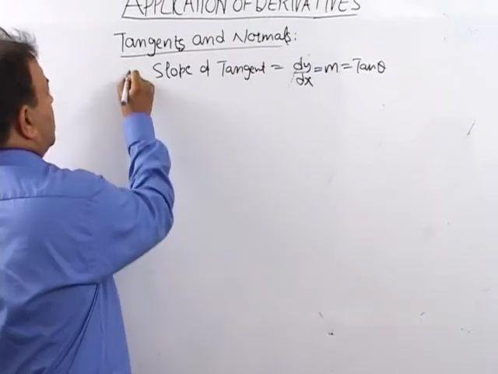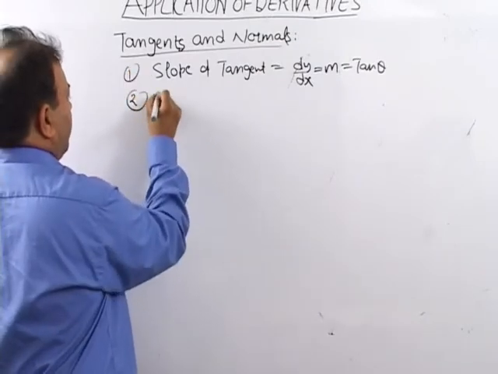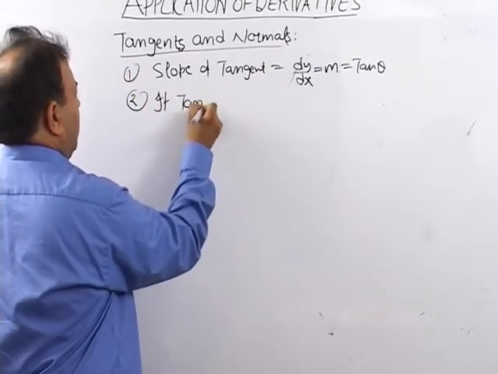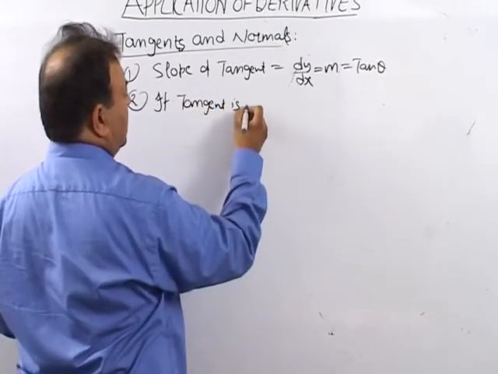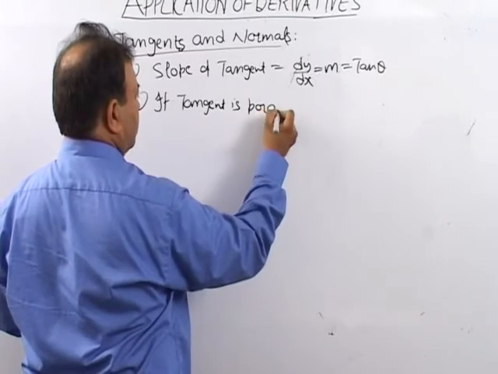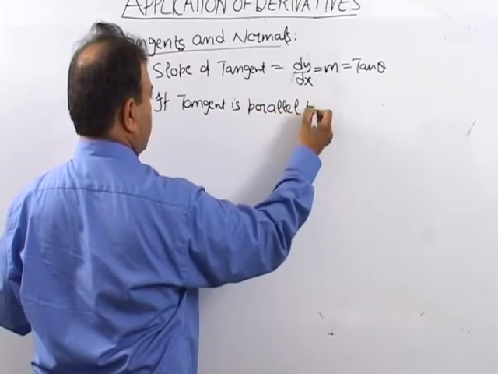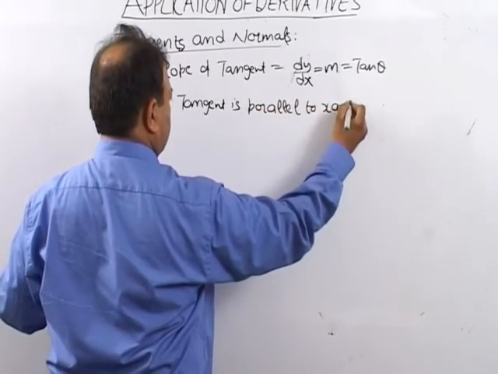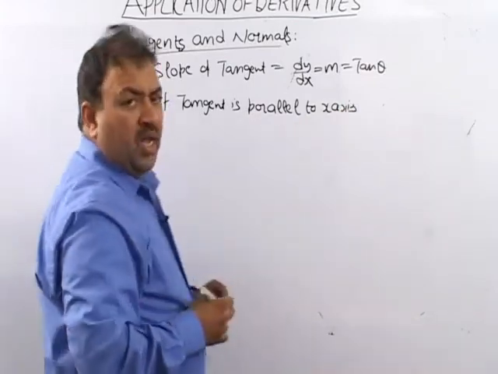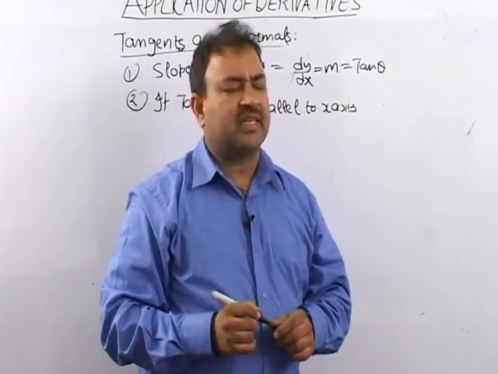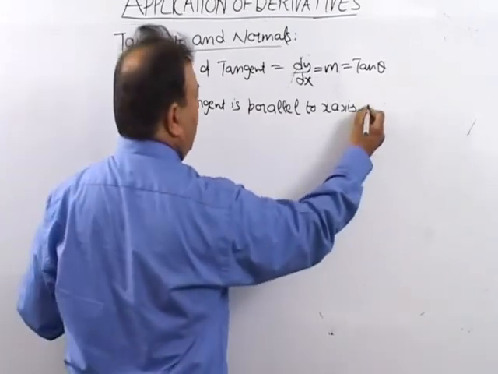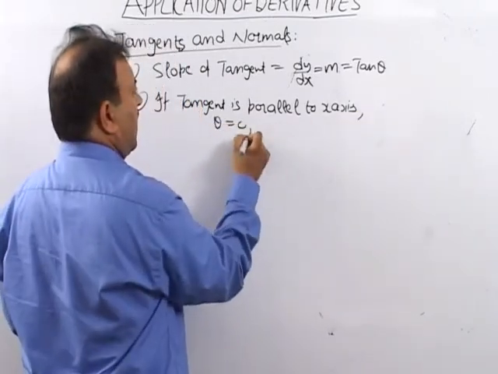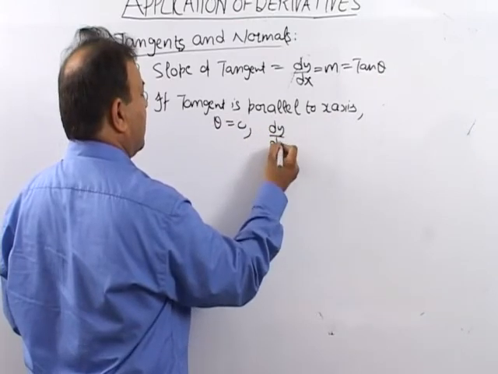Next, this is the first thing. Second thing, if tangent is parallel to x-axis, then कोई भी लाइन जब x-axis के parallel होगी तो theta will be equal to 0. That means I can say dy by dx is equal to 0.